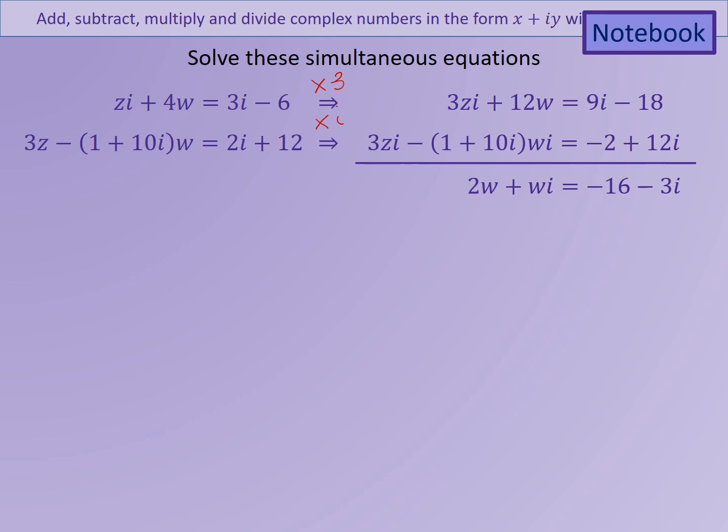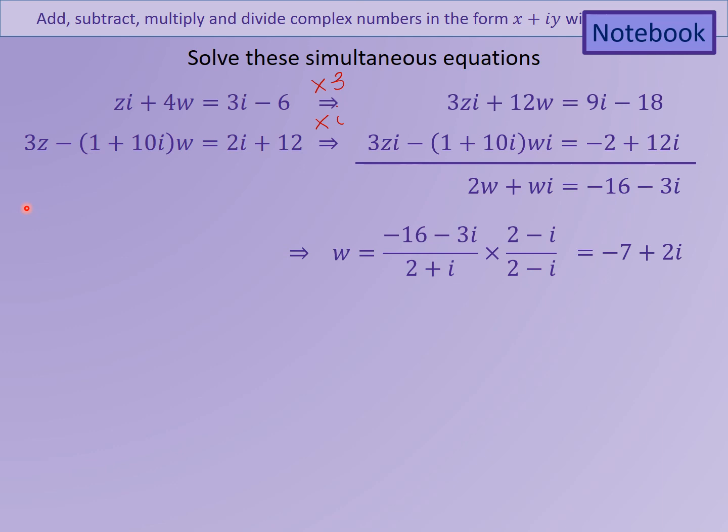Now that would involve multiplying out this bracket here along the way. So just take a little bit of time to think about how you would have got from that step above to this line here. This equation can then be rearranged. So we have w is equal to minus 16 minus 3i all over 2 plus i. And then if we multiply this through by the conjugate of the denominator, this leaves us with minus 7 plus 2i. So it's in a much nicer form.